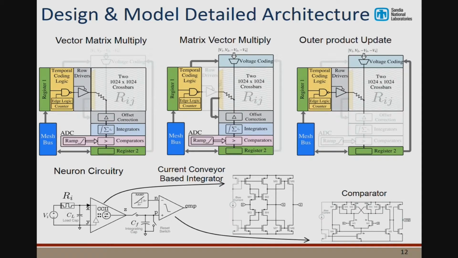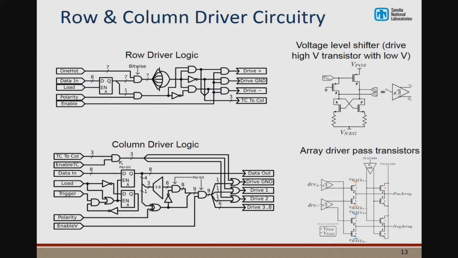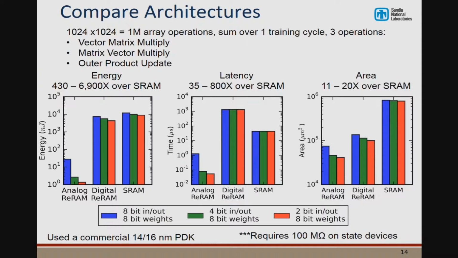That being that you have a digital memory, either SRAM or digital ReRAM, directly next to a multiplier. And so we go through, we design the circuitry, and what we find is that we can get 100 to 1,000x benefit in energy and latency and about 10x in area.